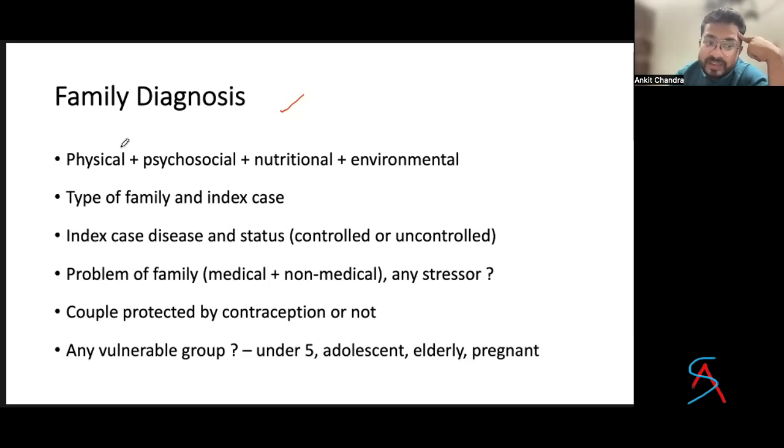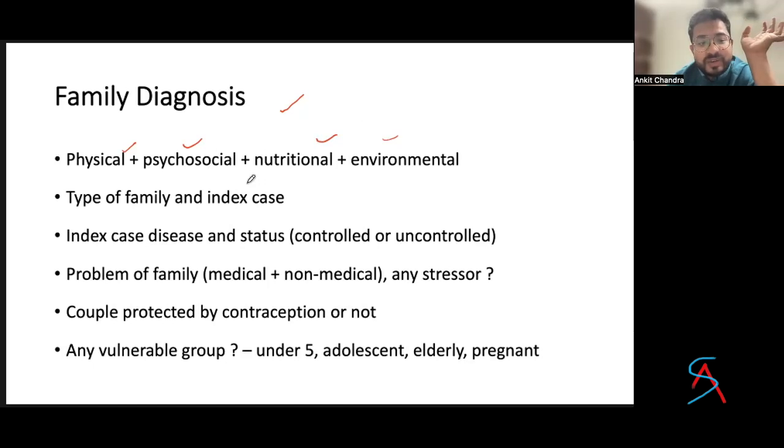Then in the diagnosis, you should include physical, psychosocial, nutritional, or environmental problems, all of them. You can even add spiritual, or if it is a family matter, a financial matter, that also you can try to add and give it as one diagnosis.